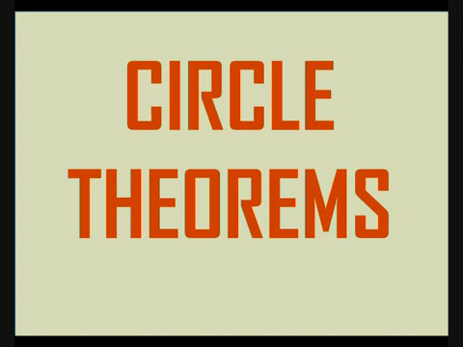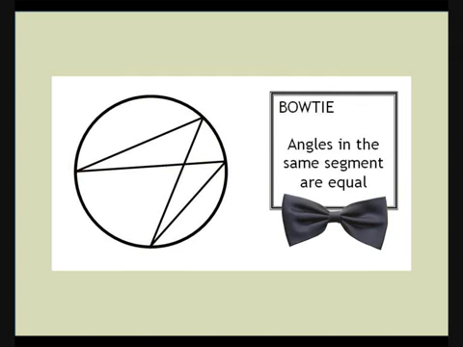In this video, we shall be looking at the circle theorems and answering some questions. The circle theorems are all about angles in circles. The first one we normally meet is this one. Angles in the same segment are equal. I think it looks like a bow tie, but you can be the judge of that.